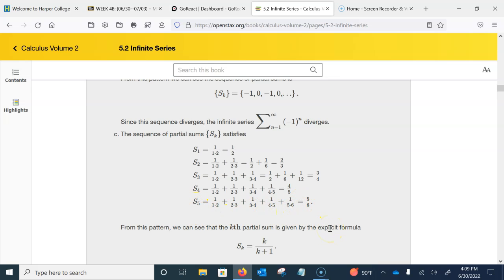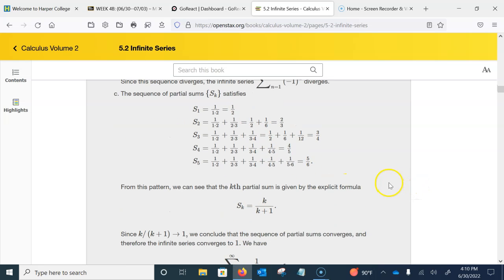So a lot of this, it's really important that you have your algebra skills honed, because if we don't get these correctly simplified, we may not see a pattern in these partial sums. So in general, S sub k, based on our pattern here, is going to be k over k plus 1. Notice for S sub 4, there's the 4 over 4 plus 1. For S sub 5, there's the 5 over 5 plus 1. So the partial sums, S sub k, can be defined in general as k over k plus 1.